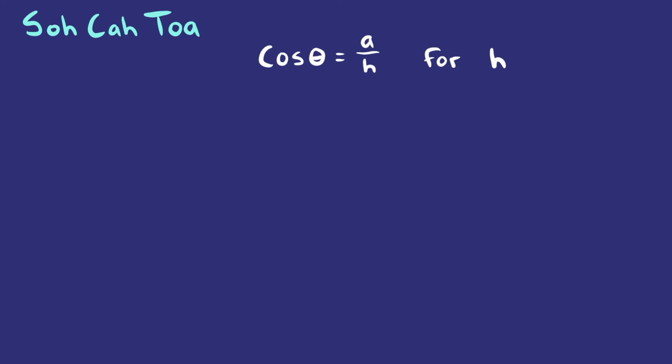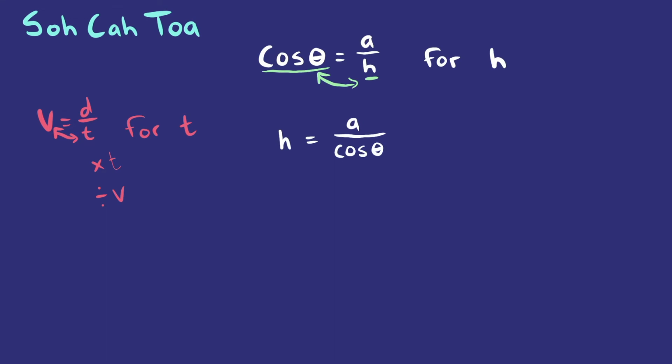Now, if you recall earlier in the video, we solved v equals d over t for t, and I showed you the long way of doing it, where we multiplied by t, and then divided both sides by v. But I also explained that if you have an equation of this form, you could also just swap these around. Well, the time has come, and we indeed have an equation of that same form. We can now confidently use our shortcut, and swap our cosine theta and our h around, which gives us h equals a over cosine theta.